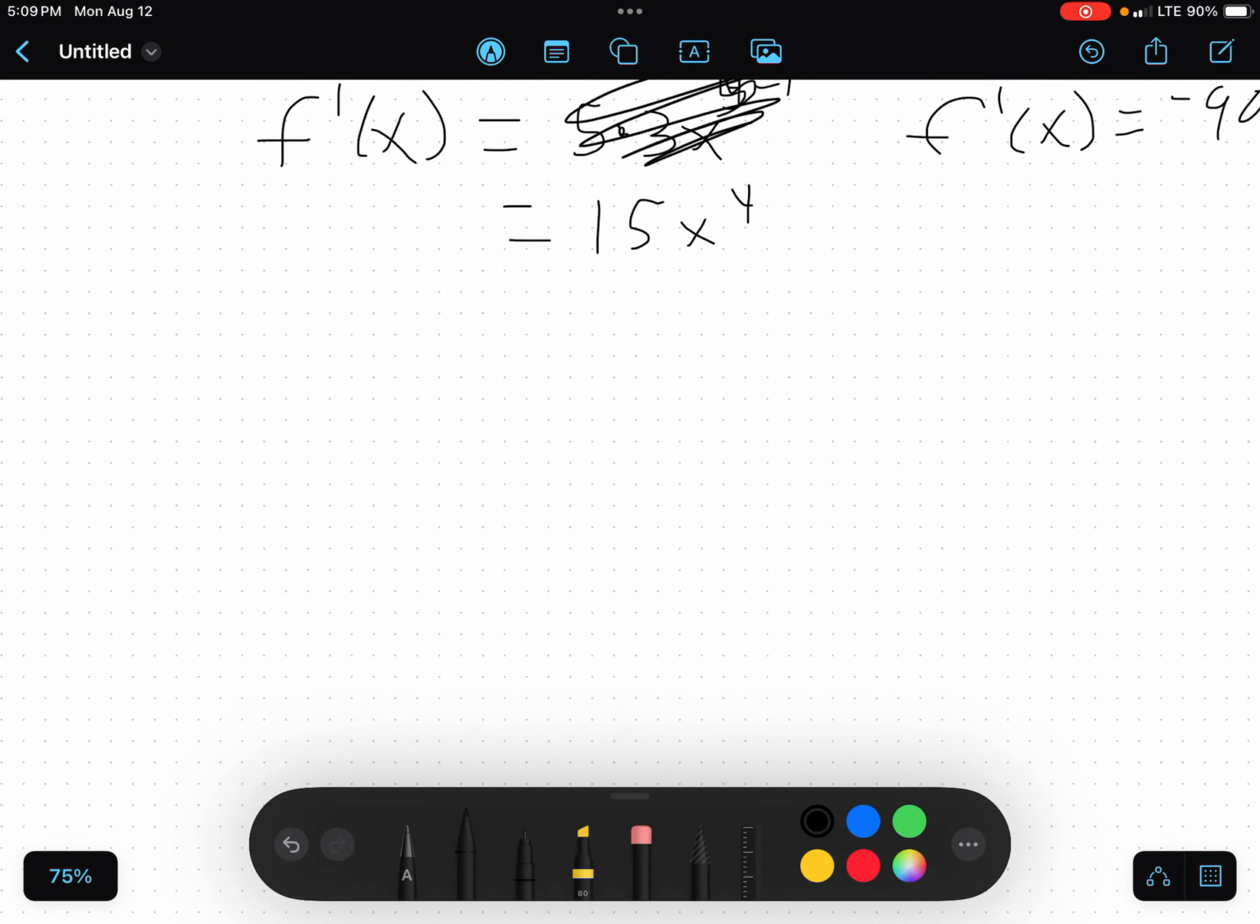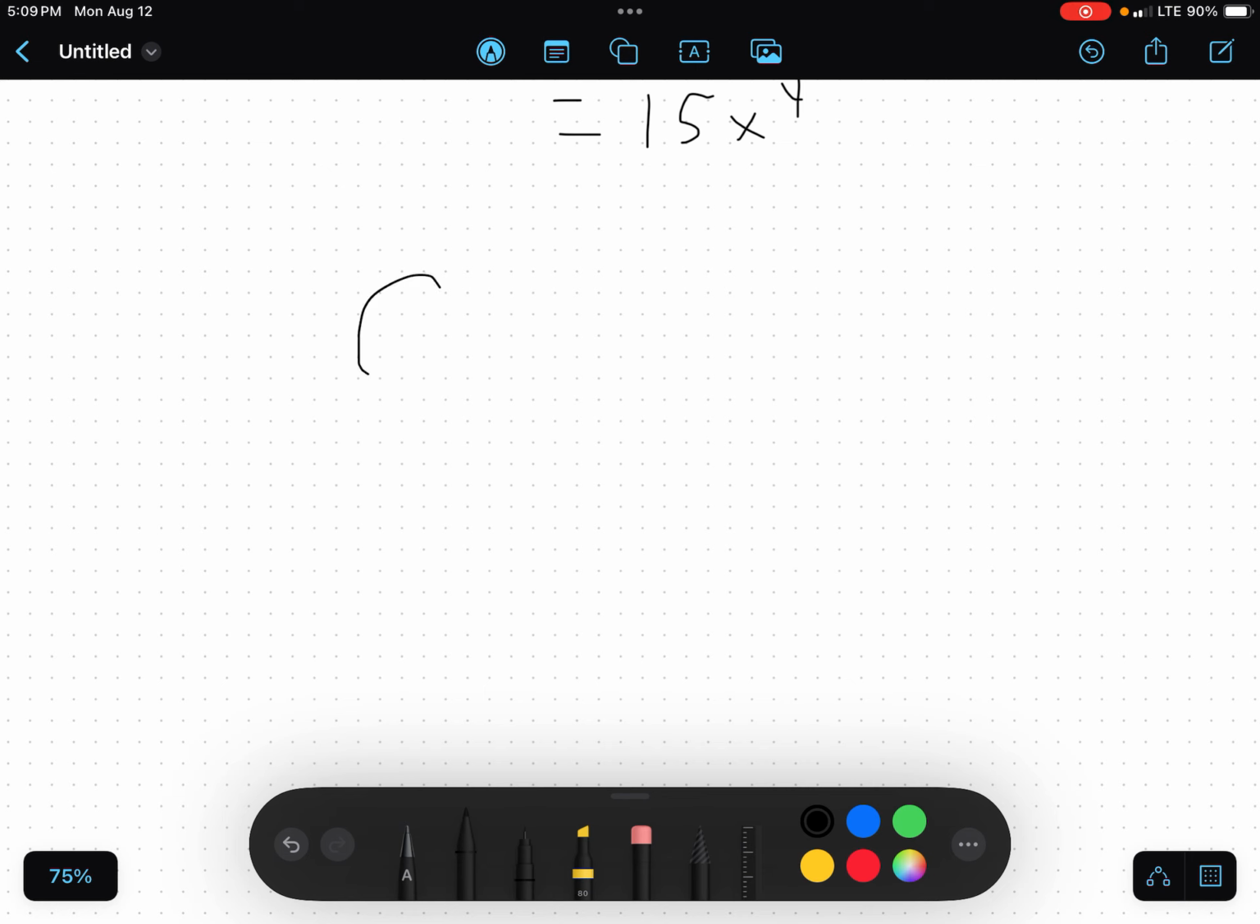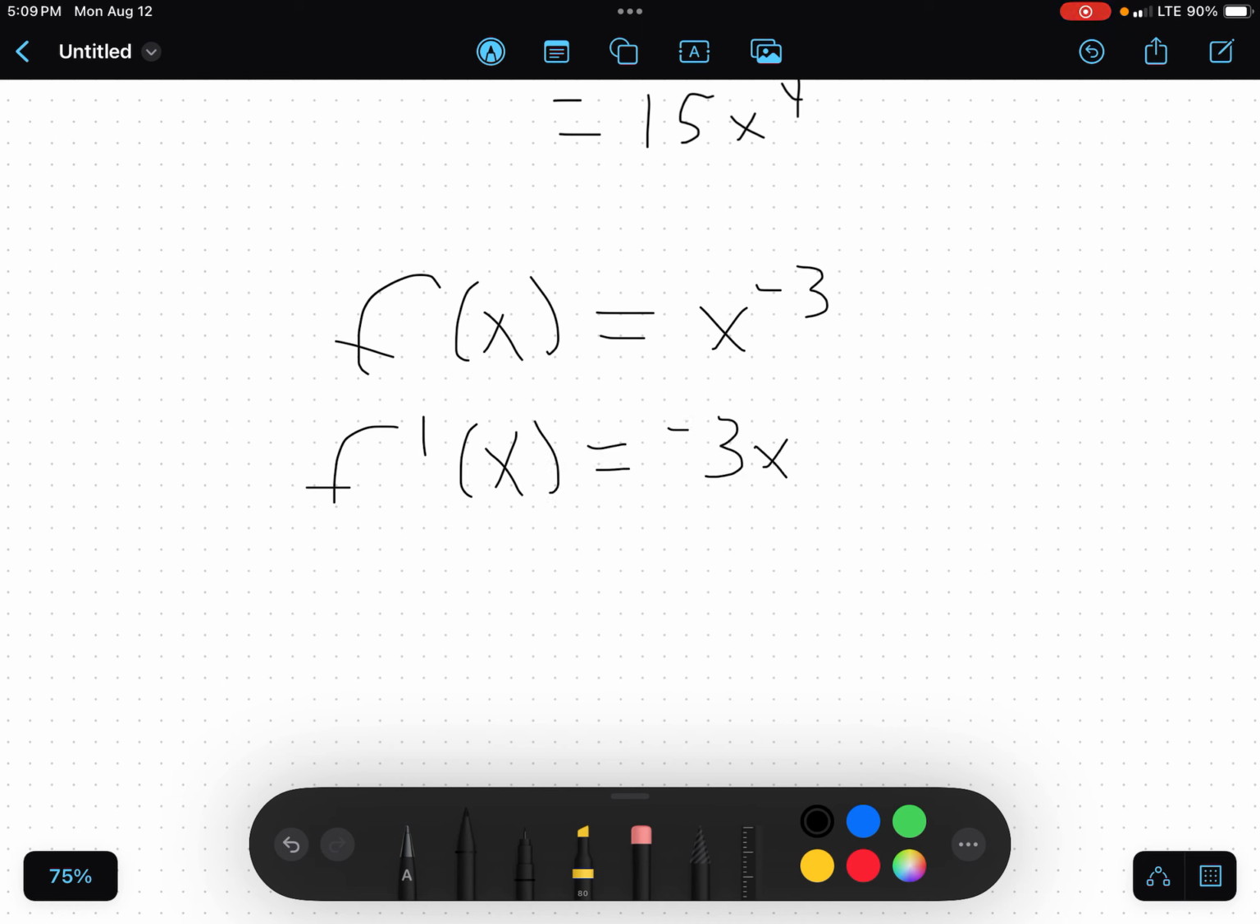What happens when we have negatives? Let's say f of x is equal to, let's go x to the negative 3. Well, f prime of x then is equal to, bring that power up front and subtract 1, negative 3x to the negative 4.